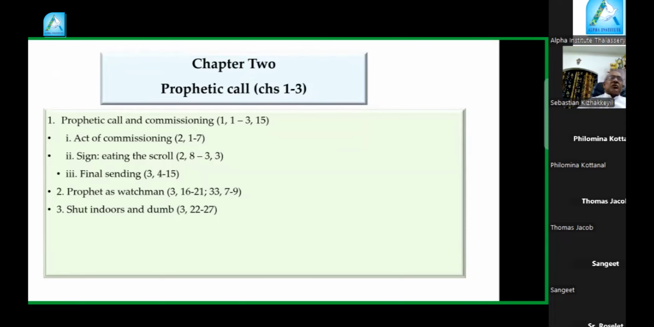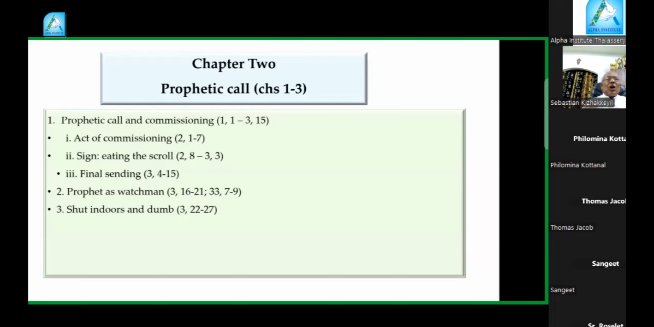He is given the scroll to eat. A scroll with the contents of all the disasters coming on the dear nation of Ezekiel. The disasters, catastrophes, all these are written on the scroll. And this scroll he is asked to eat. Ezekiel is asked to eat the scroll, and he is eating it. And when he eats it, it tastes sweet. And what is the symbolic meaning of it? This is a sign act. What is the symbolic meaning of it?